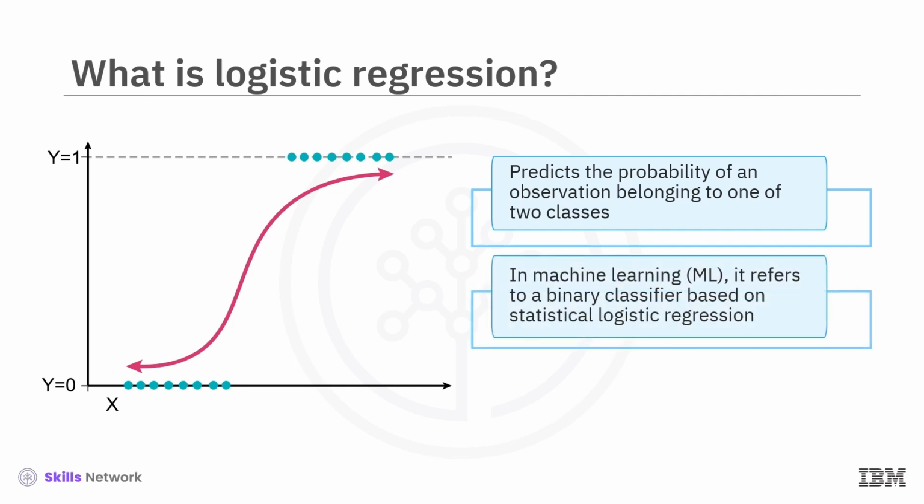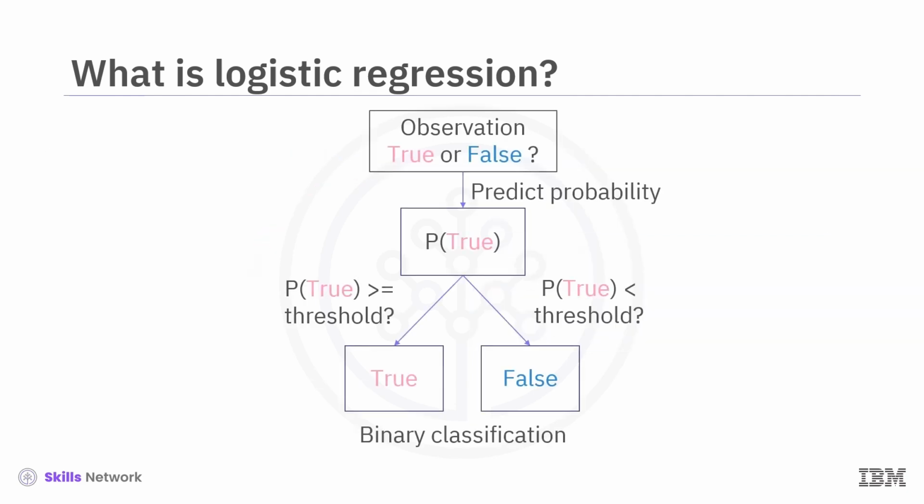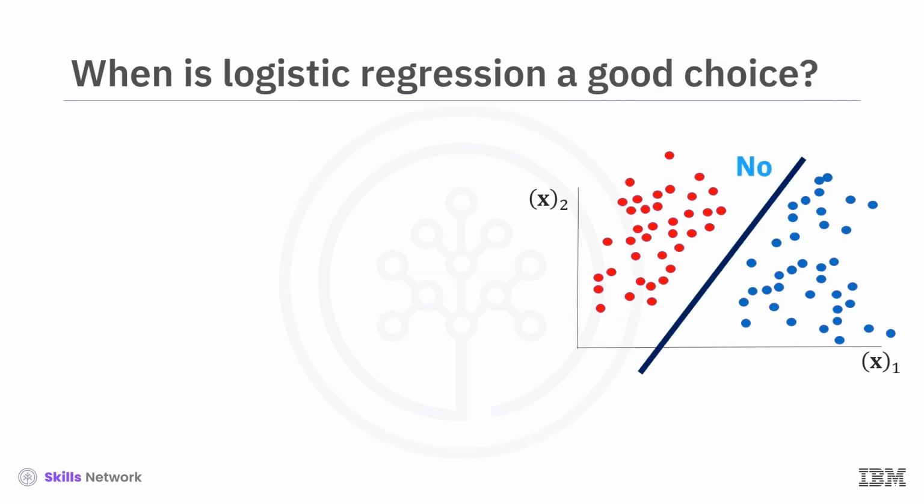In machine learning, logistic regression refers to a binary classifier based on statistical logistic regression. By choosing a threshold probability, the probability predictor becomes a binary classifier simply by assigning each observation to one class if its probability is greater than the threshold, and to the other class if its probability is less than the threshold.